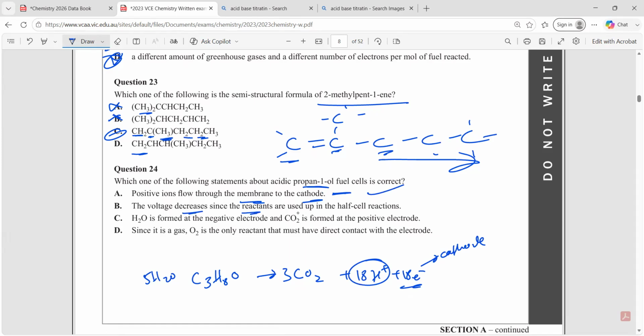Voltage decreases since the reactants are used up in the half cell reactions. So that is what's different about fuel cells when compared to galvanic cells. In galvanic cells, the voltage over time decreases, right? Because the reactants are slowly getting used up. So you guys might have seen with your Xbox controllers, slowly they'll start to wean off in function because obviously the reactants are being used up. Whereas with the fuel cell, as long as we've got a constant supply of the reactants, the voltage will kind of stay the same until there's no reactants.